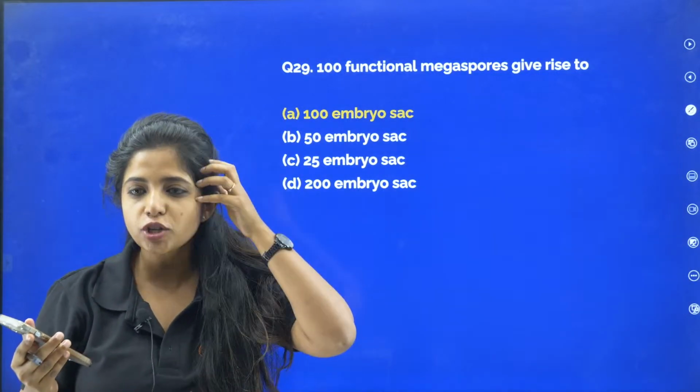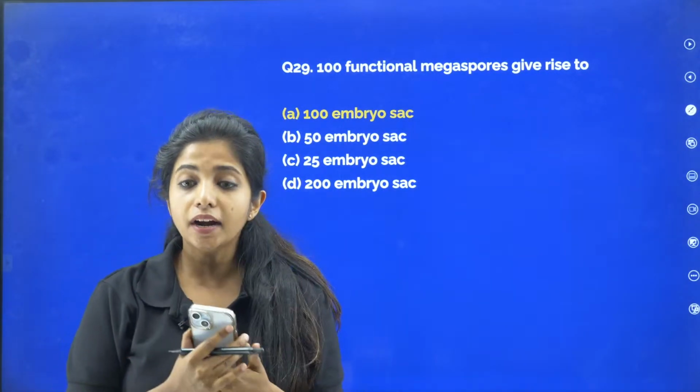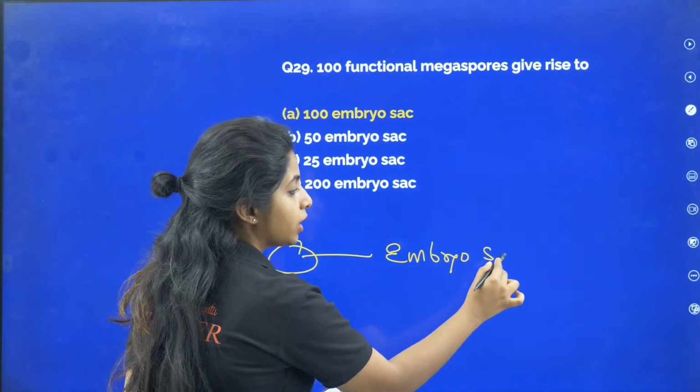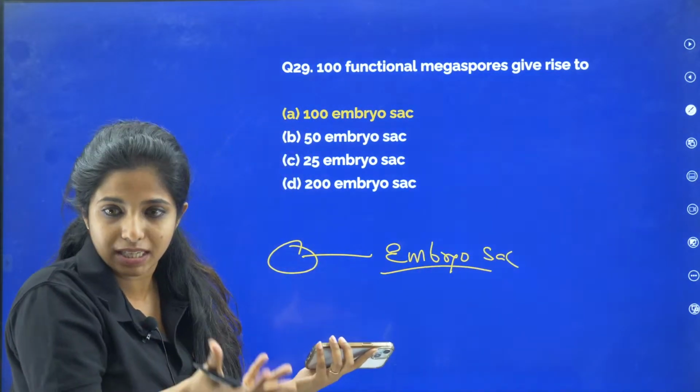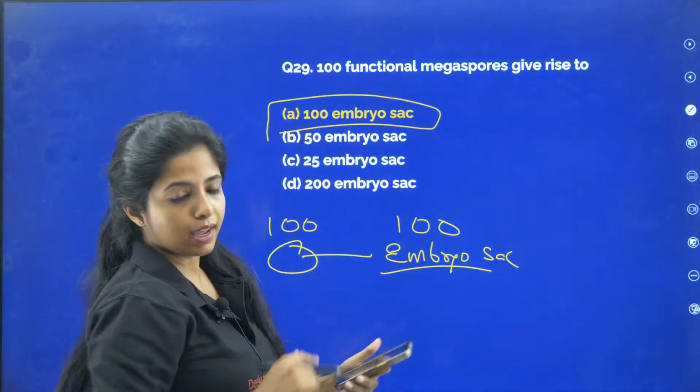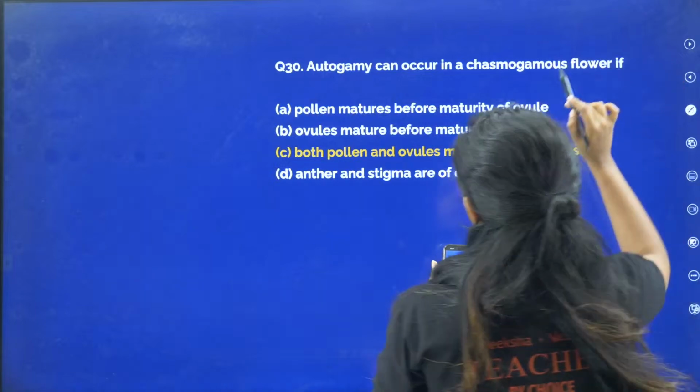Now 100 functional megaspores give rise to what? One functional megaspore gives rise to one embryo sac. Embryo sac is that female gametophyte where the female gamete is there, right? Now 100 of them would be giving rise to 100 embryo sacs as well. Again, let's go ahead with the answer.